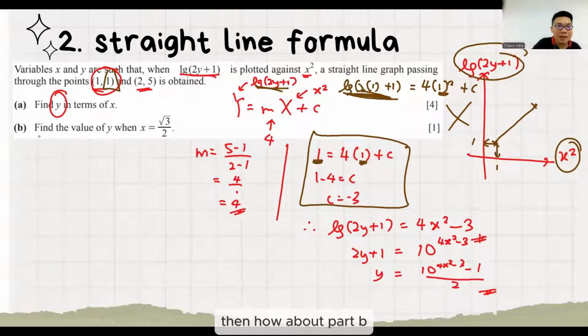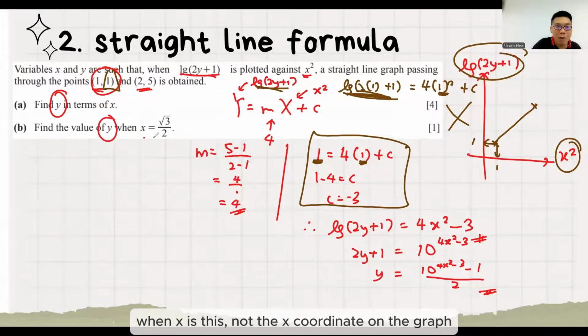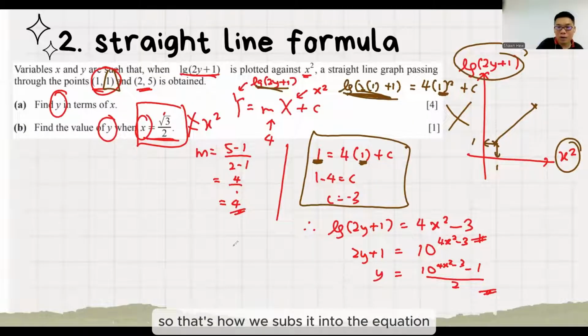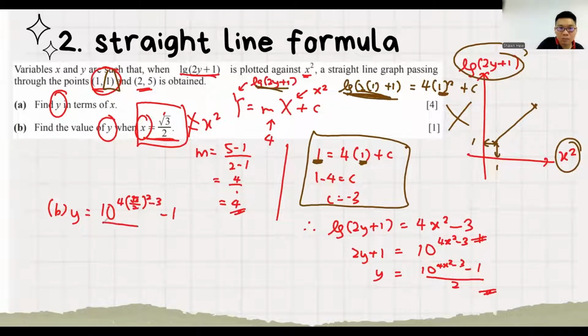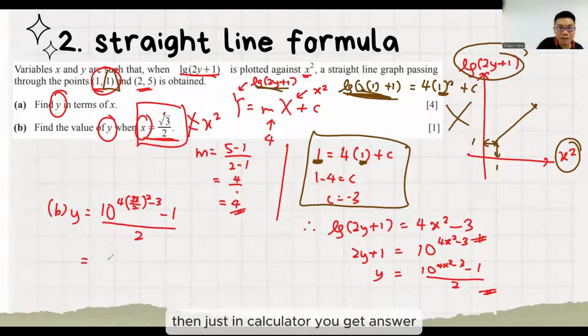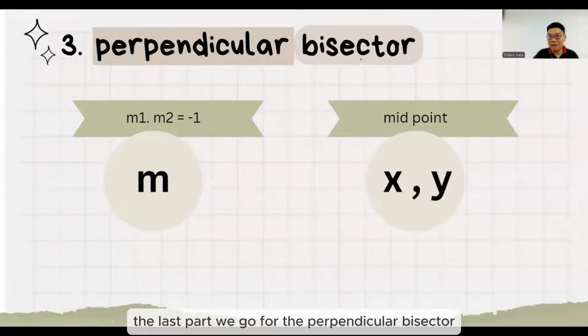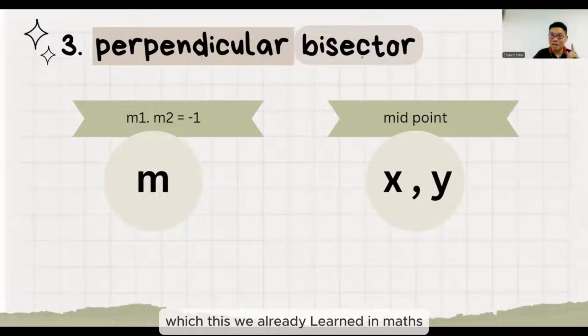Then how about part B? They ask you to find the value of y when x is this. Not the x coordinate on the graph, not x squared. It's just your x. So that's why we substitute into the equation. Then just key in calculator, you get answer. Done. The last part we go for perpendicular bisector, which we already learned in maths.